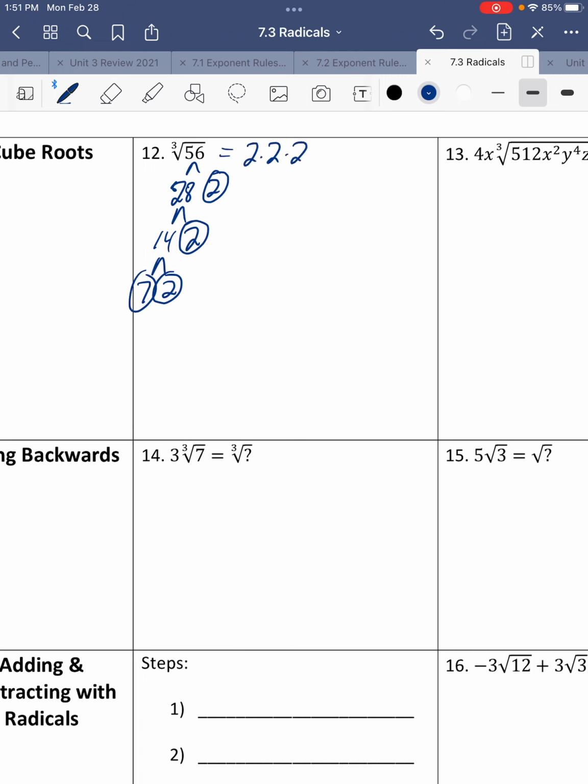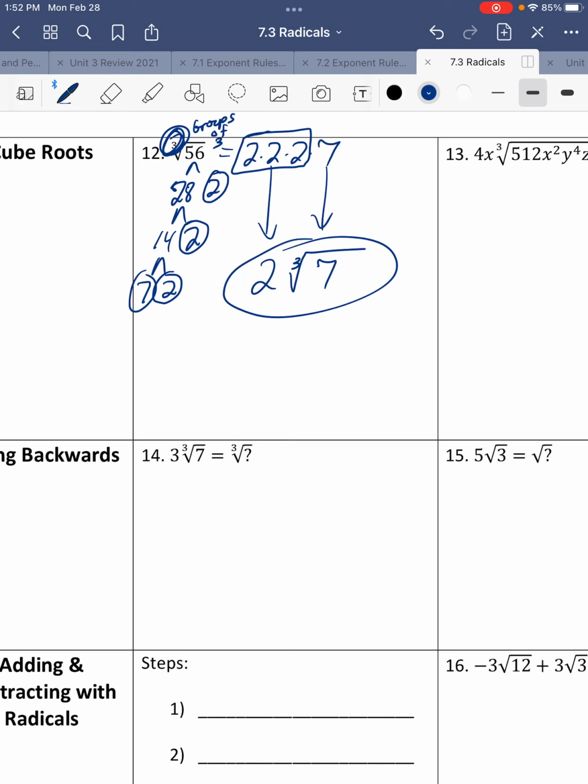So we have 2 times 2 times 2 times 7. This is a cube root, so we need groups of 3. Well, what happens? We have a group of 3. So that's going to come out as 1, 2. And then it's a cube root of 7. The 7 will come out. That'll be your final answer.